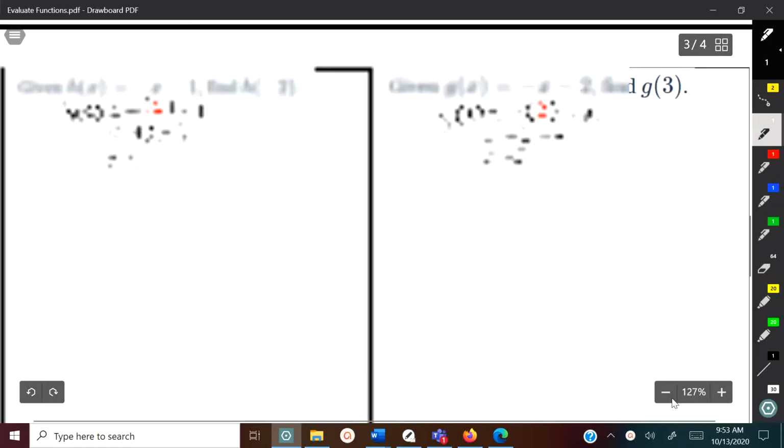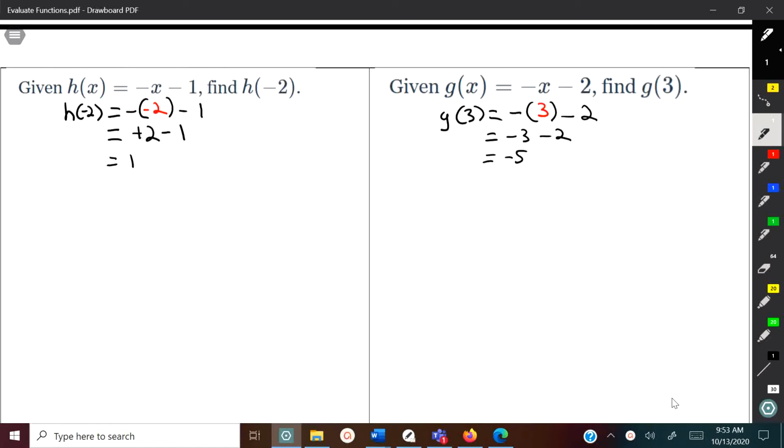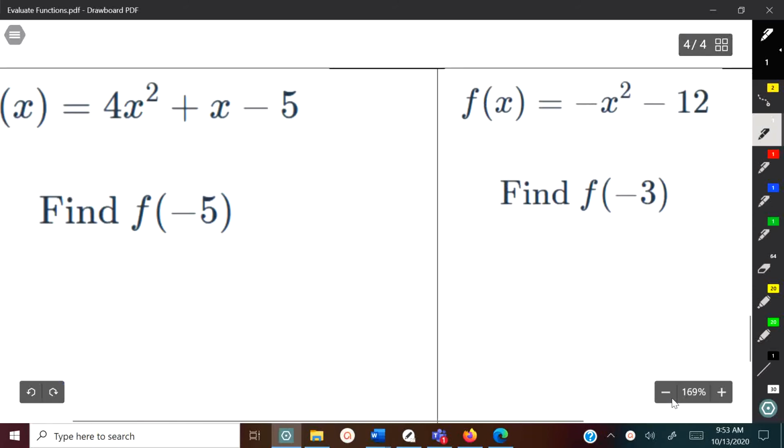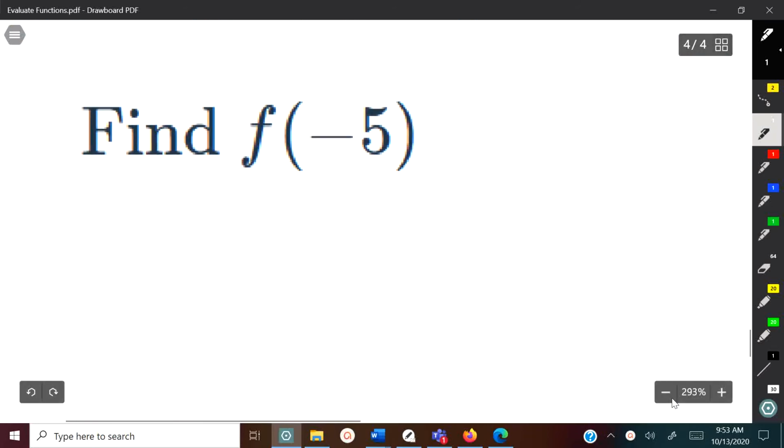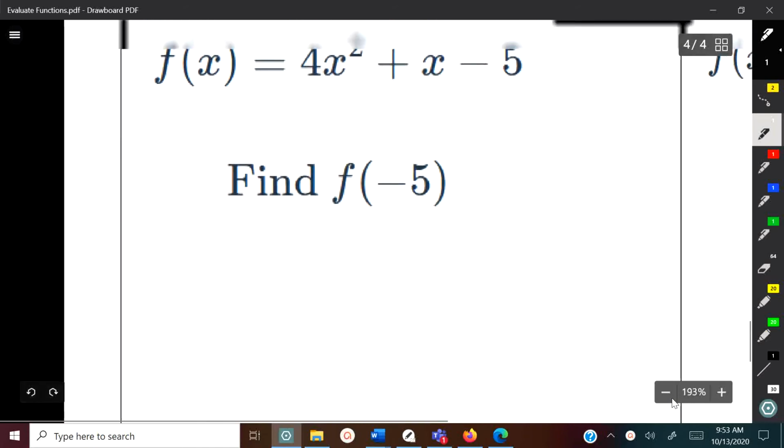Again, this is function notation. Evaluating a function. Let's take a look at a more complicated problem. But everything stays the same. So we're going to zoom here, and both of these just happen to be f of x, but you could use different letters.